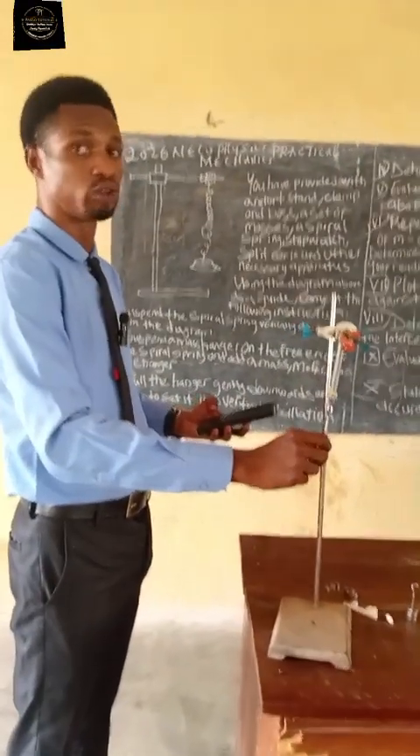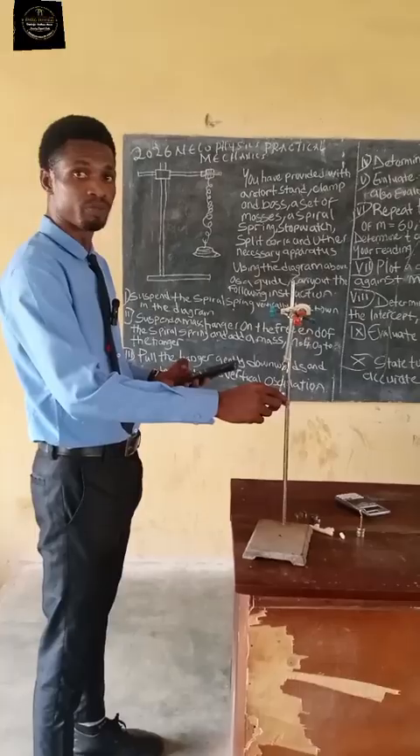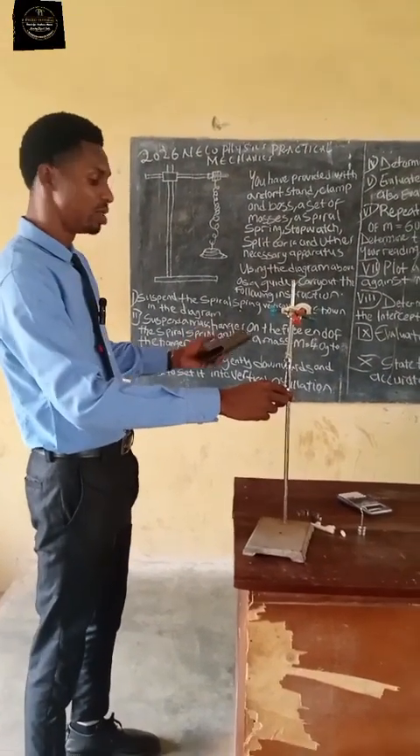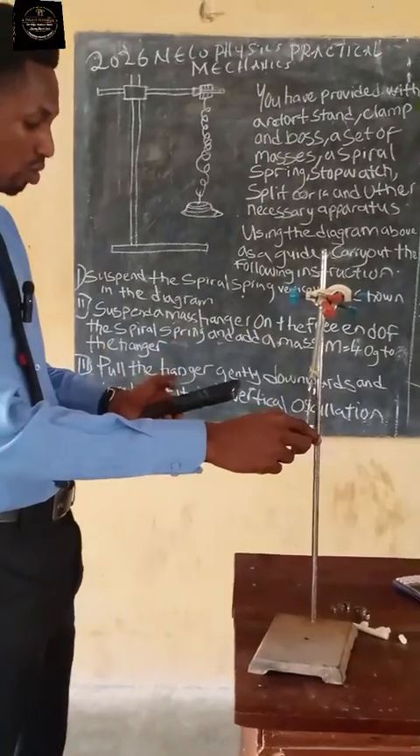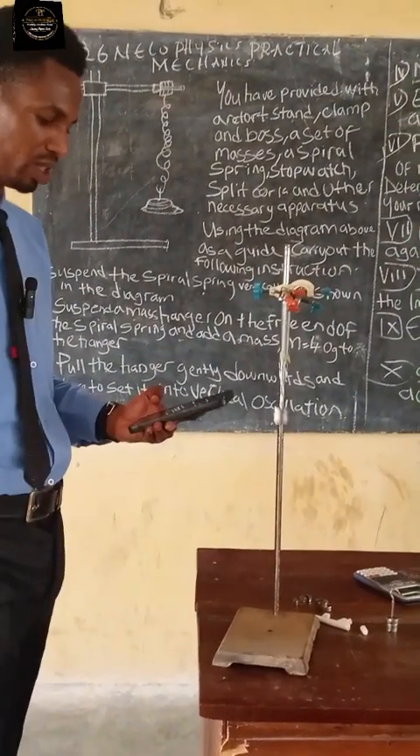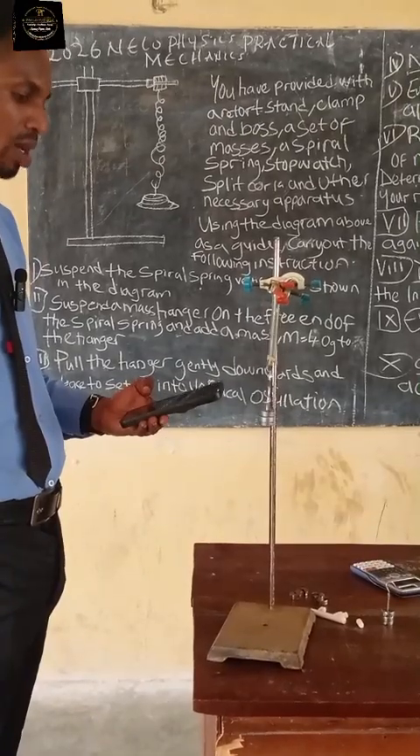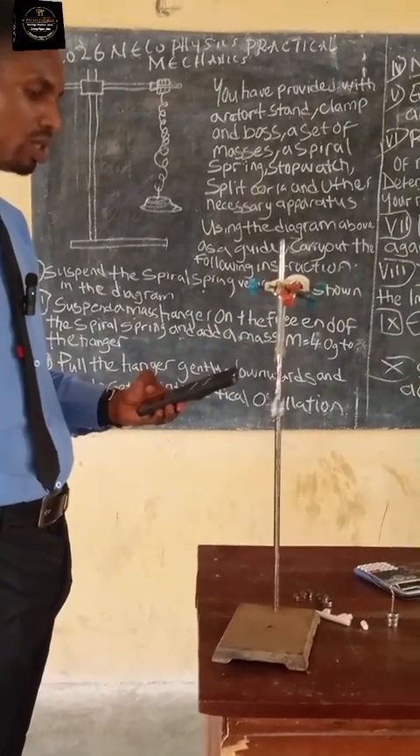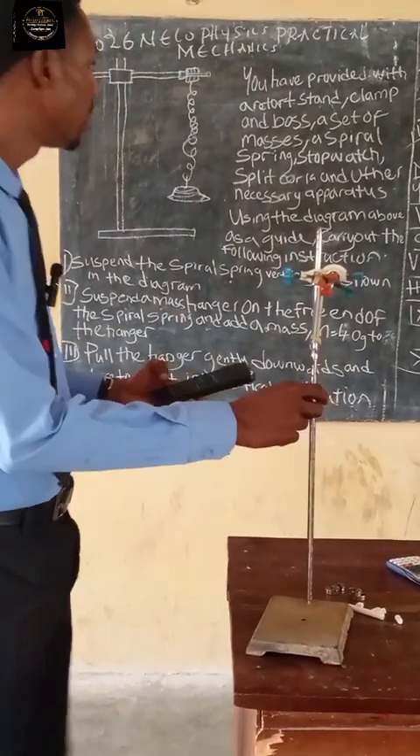Now we are going to start cool down. Now these are 40 gram. We are going to start the oscillation for 20 oscillations. So I'm going to start now. 1, 2, 3, up to 20.